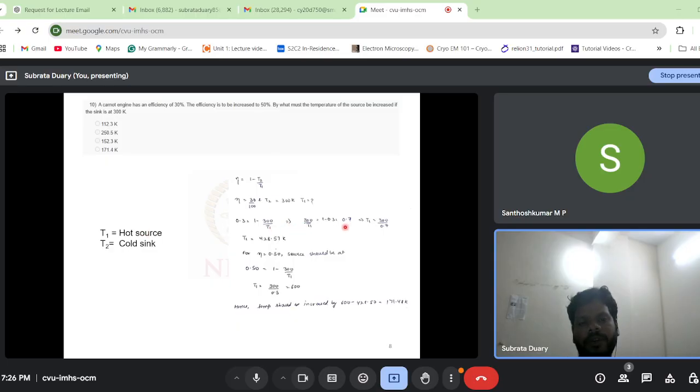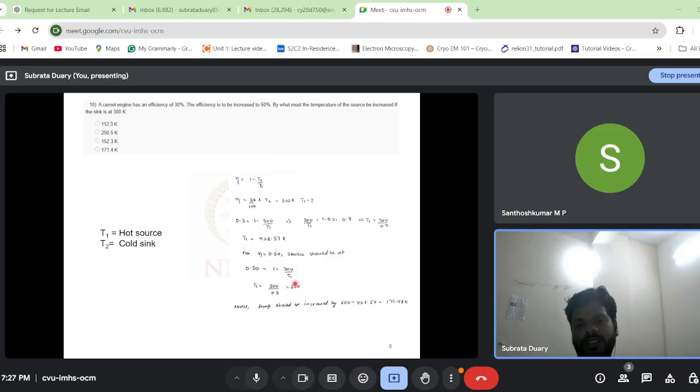Now you get the temperature of this system, right? Now you know the T1, you know the T2. Now it is increased by 50 percent. From there only you have to calculate the value of this T1. So T1 is the temperature of the source, to be increased if the sink is 300 K.